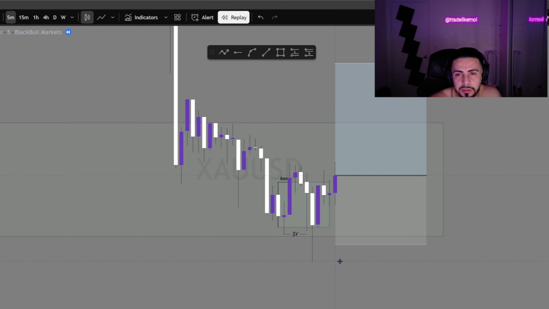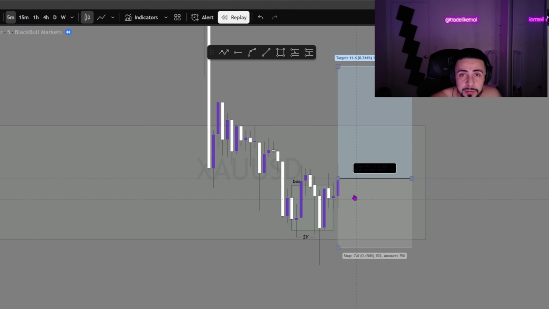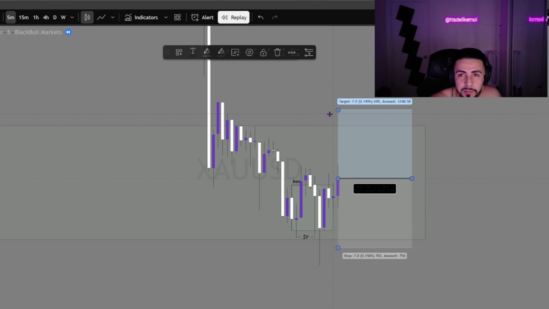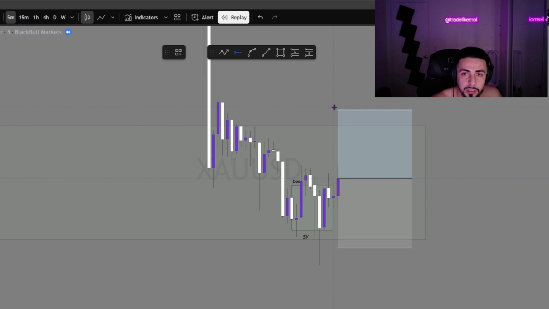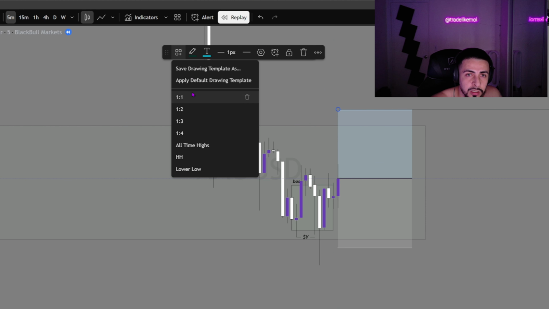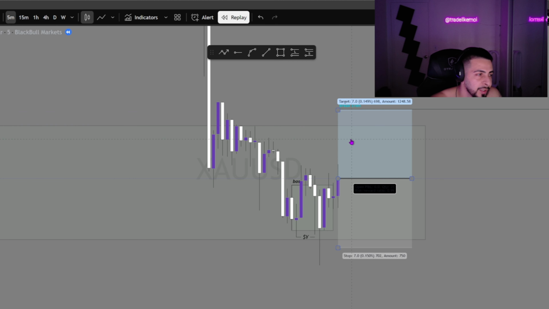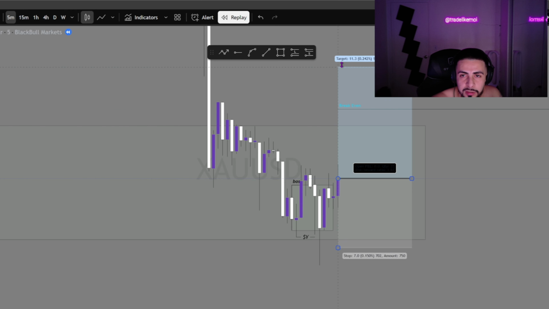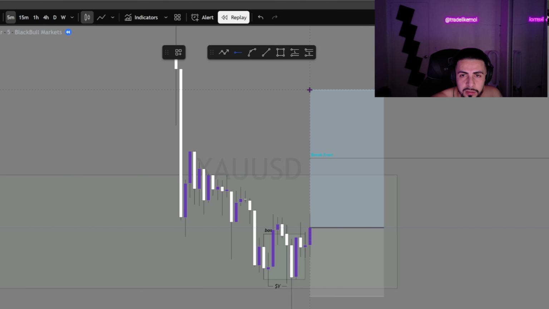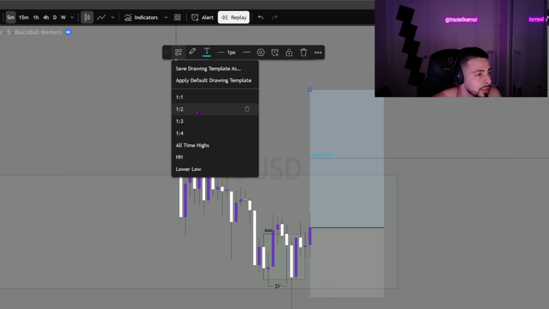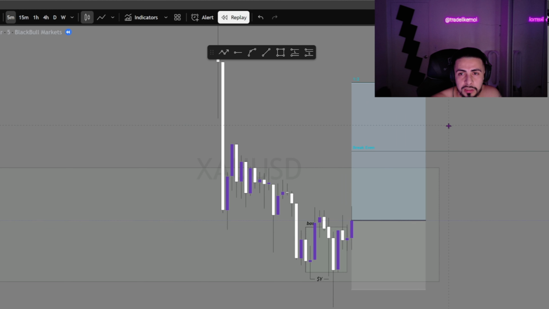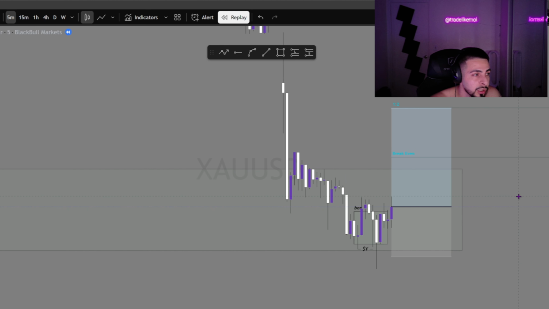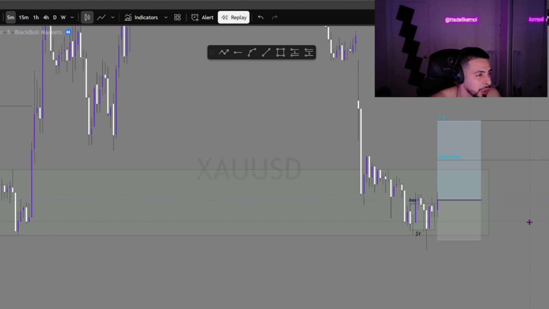You want to do at least 70 pips. 70 pips would be your 1 to 1, meaning you're risking $100 to make $100. So you're risking about 70 pips there, and 70 times 2 is 140. So your 1 to 2 is 140 pips. That's your target 2, technically your target 1.